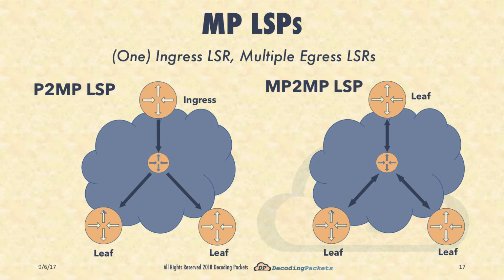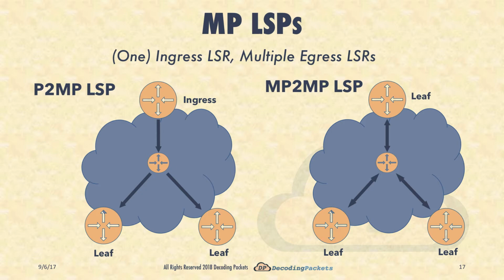Now, there is a concept that applies to both of these LSPs. This is the concept of a root, which serves the purpose of being the root of the tree or the LSP. All of the endpoints of the LSP will signal the LSP hop by hop towards this root. So it's very important to identify what this root is.